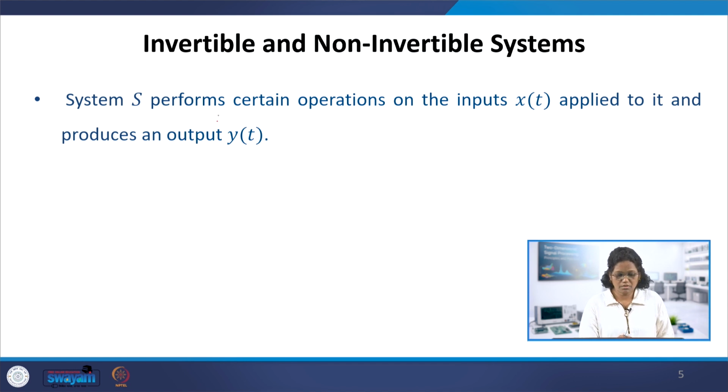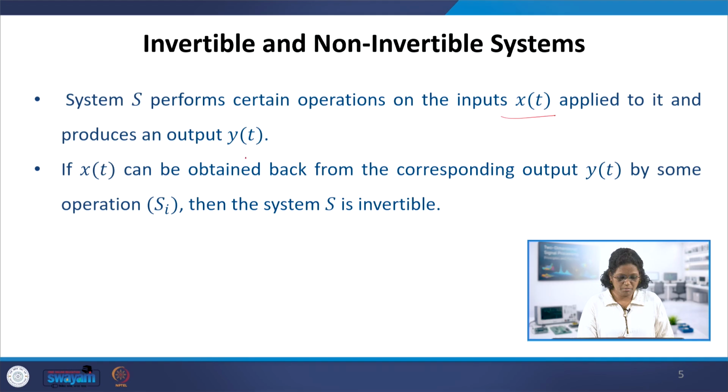So, if the system, given as h of t or s, performs certain operations on the x of t and gives the output y of t, what is the relation between this x of t and y of t? Can x of t be obtained back from y of t?